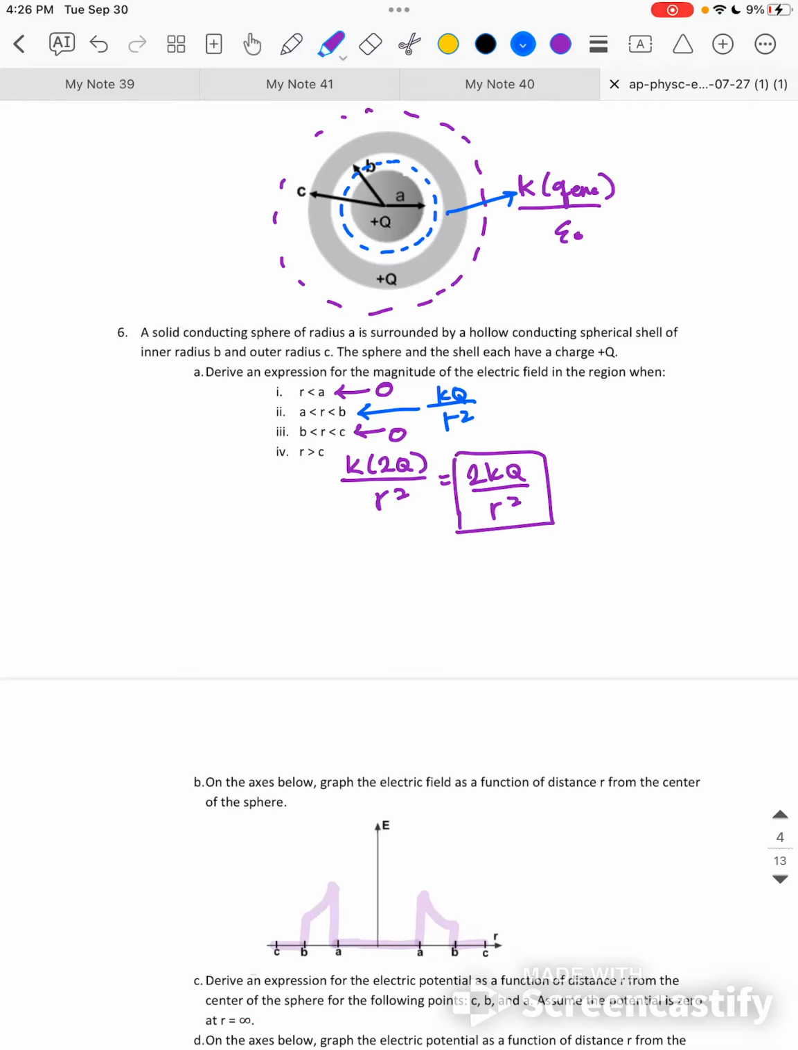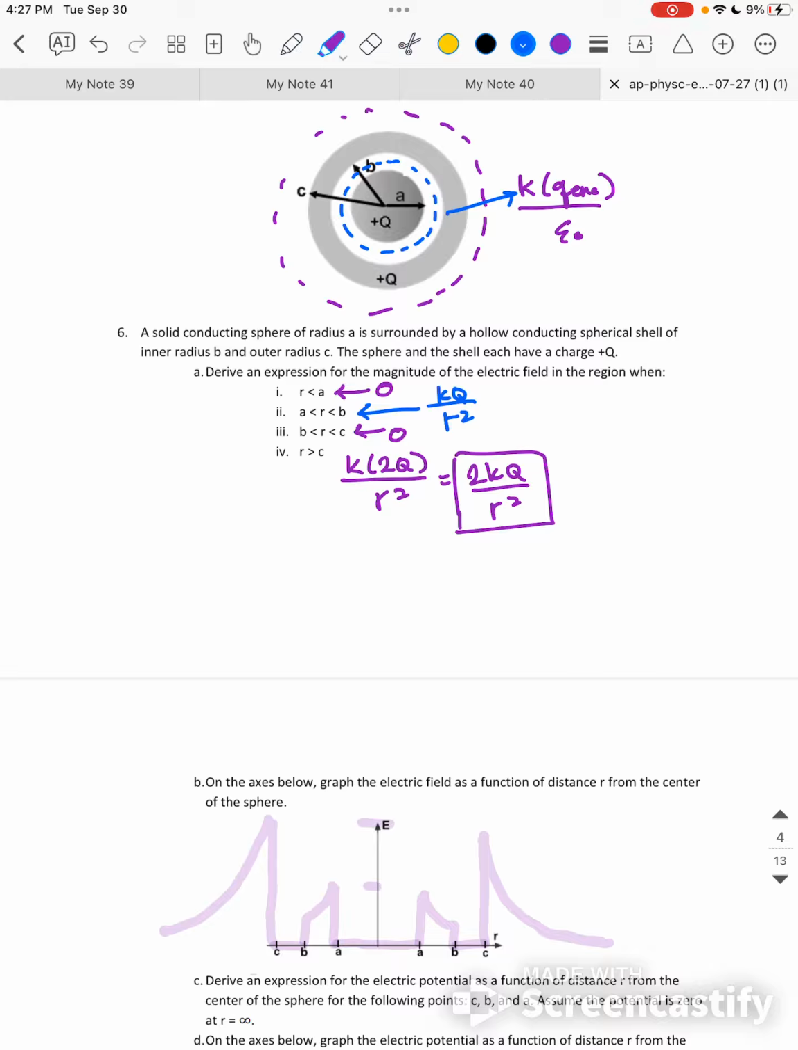And then when we think about when R is greater than C and we compare the KQ to 2KQ, we know that that's going to be a larger electric field by double. And so I'm going to just eyeball and sketch the graph. It's still going to approach 0 as it goes out to infinity, but I want to show that this is double the original.